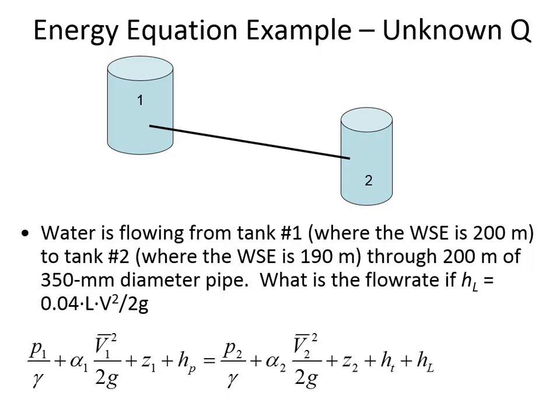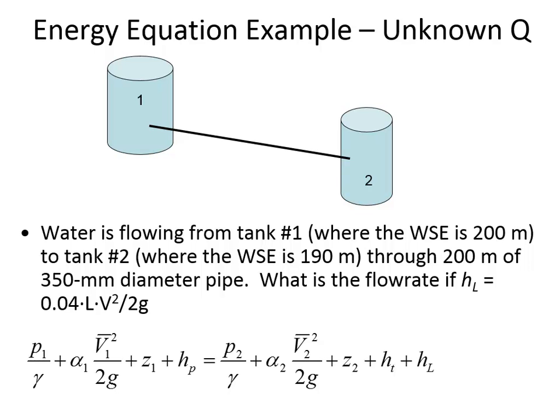If you have 2 meters of pipe, you're going to lose twice as much energy as you did if you only had 1 meter of pipe. But you'll notice that velocity is squared. And so what that means is that if you have twice the flow rate going through a pipe, you're going to lose 4 times as much head due to pipe friction. And that's the reality of the energy loss due to pipe friction.